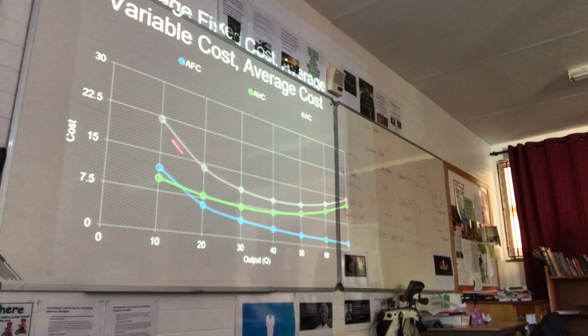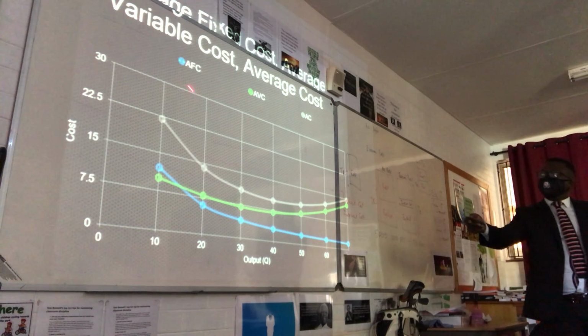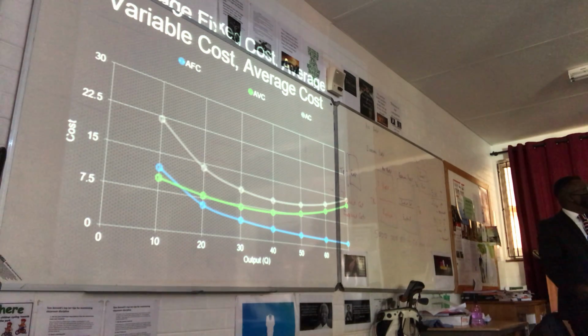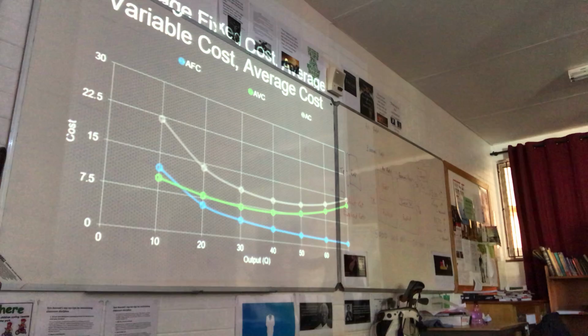And then lastly, you've got your average cost, the smiley face. Your average variable cost is basically the difference between... if we had to work out average fixed cost, what would the formula be? Just anybody tell me what the formula would be to work out your average fixed cost. Fixed cost over quantity. Okay, fixed cost over quantity.